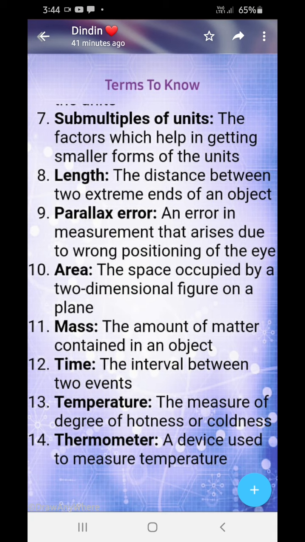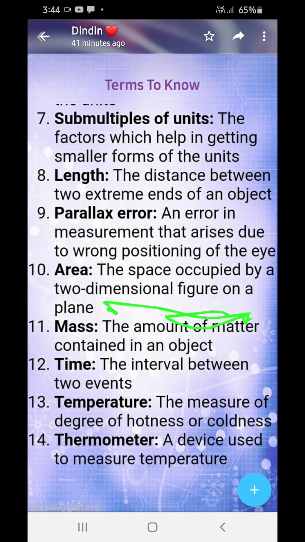Now, what is length? The distance between the two extreme ends of an object is known as length. Okay, suppose from point A to point B, this path is the length. Parallax error, an error of measurement that arises due to wrong positioning of eyes. So when you position your eyes wrong, you get a parallax error. This I can show you only with the help of pictures.